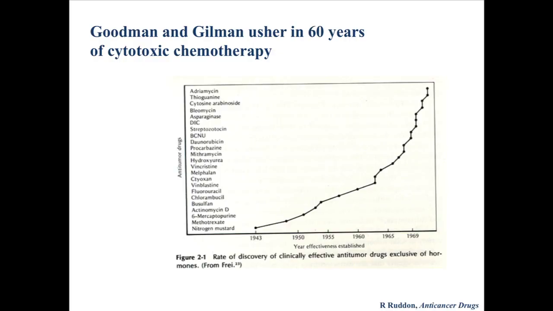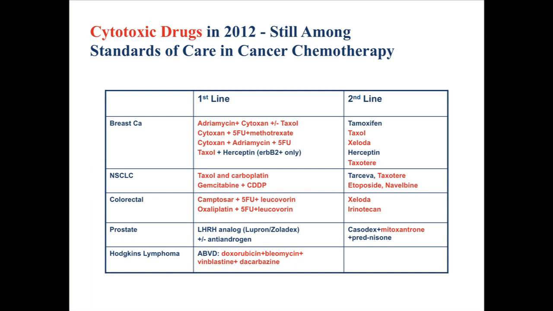demonstrated for many years. So the rate of clinically effective anti-tumor drugs is shown in this graph, rising from 1943 almost exponentially to the current time. Cytotoxic drugs in 2012 are still among the standards of care in cancer therapy, even though we have now benefited from the development of recombinant DNA drugs and other procedures. Certainly these should not be neglected. In fact, for breast cancer, the use of Taxol, which is derived medicinally from a plant, a yew, a conifer, has been shown to be very effective in treatment of breast cancer, coupled with Herceptin, a recombinant DNA drug.